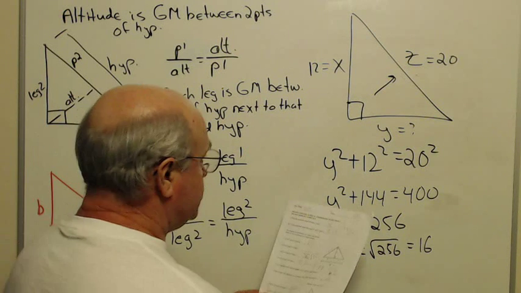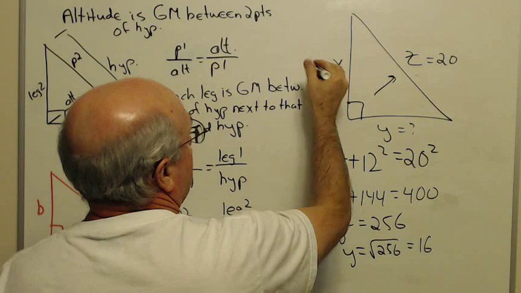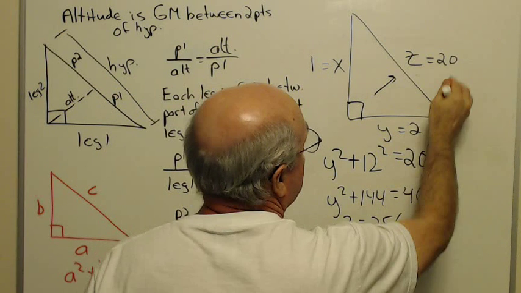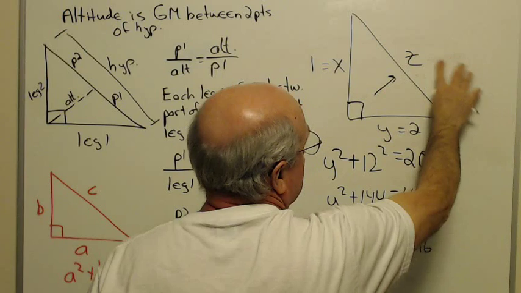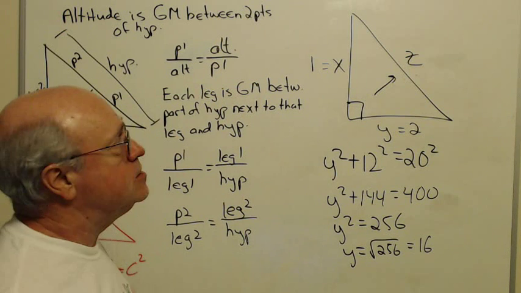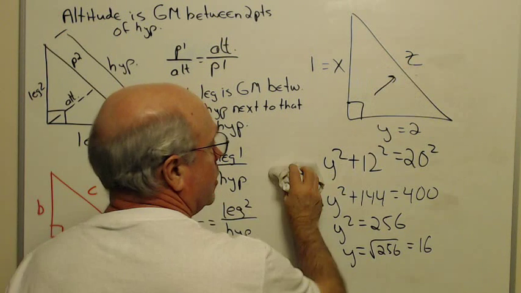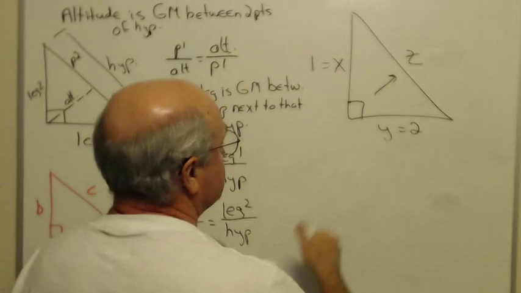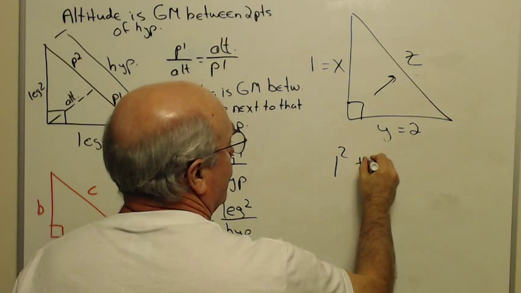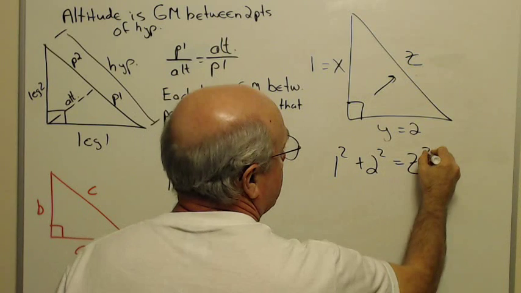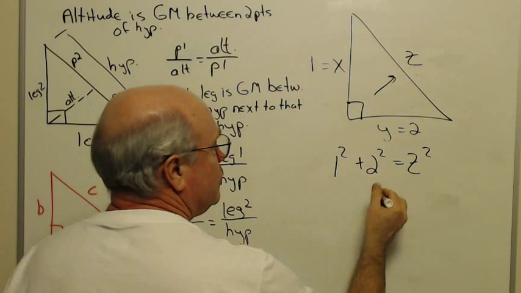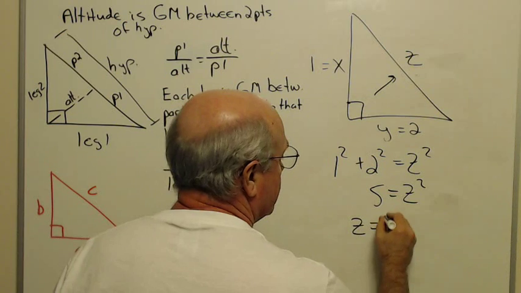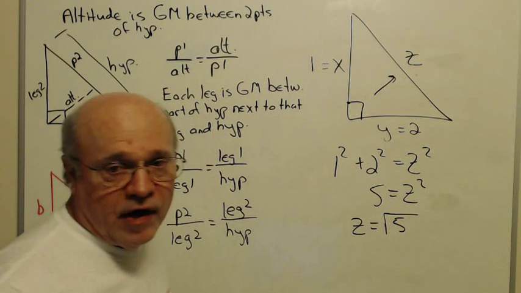On number 10, we change the information. X is 1, y is 2, and we're out to find z. Again, same x squared plus y squared equals z squared. This time you get 1 squared plus 2 squared equals z squared. That's 1 plus 4 or 5 equals z squared, so z has to be the square root of 5.